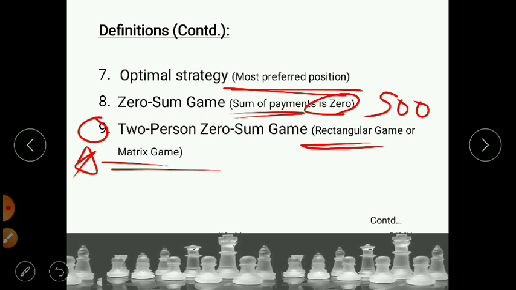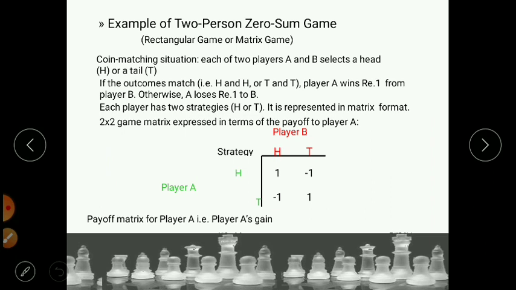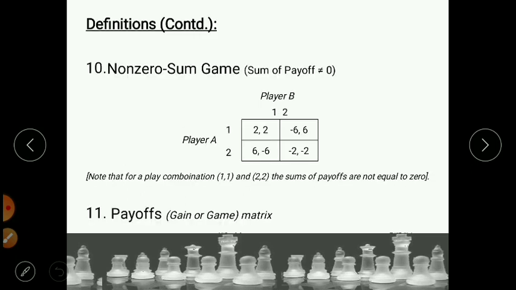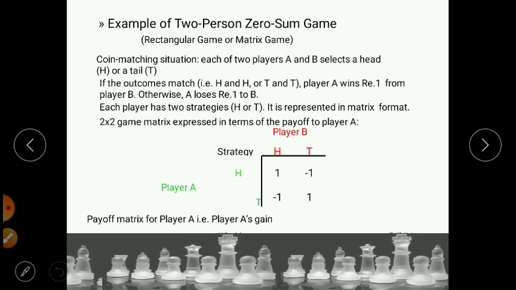Okay. Now moving on. Here is one example. Let's finish with the example, then we'll discuss two more definitions. Another simple example is with a coin, head and tail. Say there is a coin matching situation with two players involved, player A and B. Each of the two players A and B selects a head or a tail. Those are the two possible options, so you can say they are the two possible strategies.